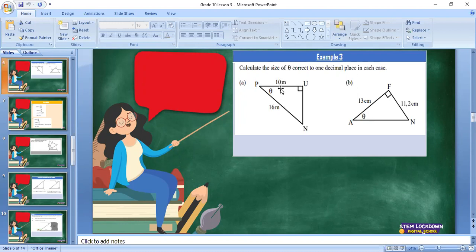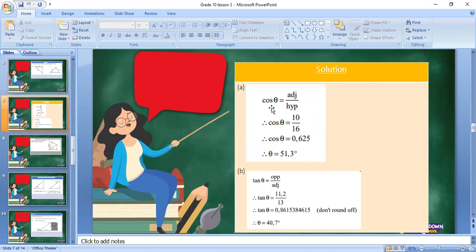So cos is the one with adjacent and hypotenuse. We're going to see that cos theta equals adjacent 10 over hypotenuse 16. We divide that, and then we find the cos inverse. We find our theta by finding the inverse of cos. Let's see how that looks on the next slide.